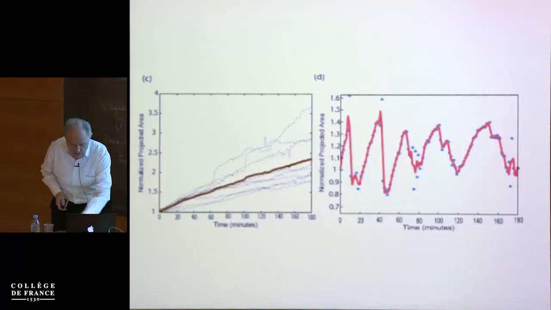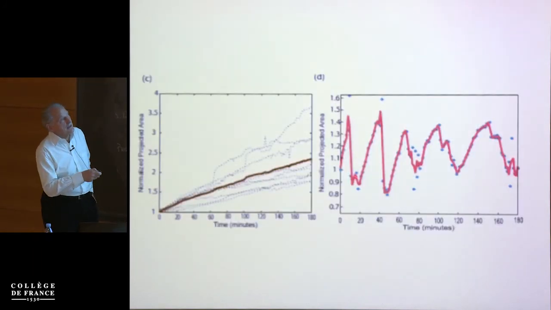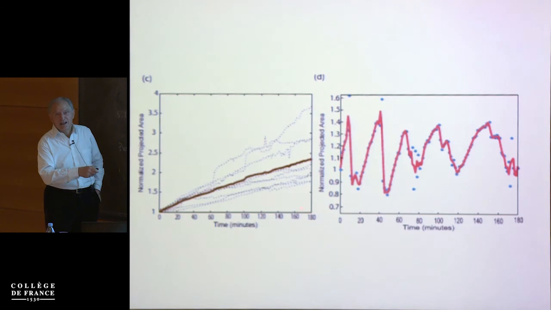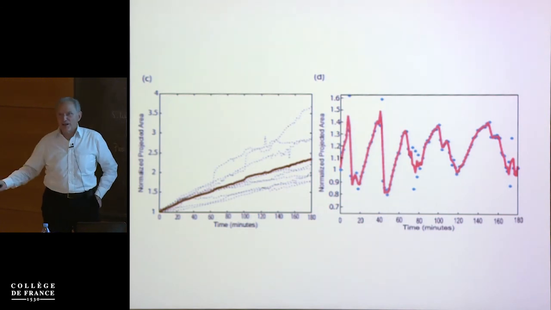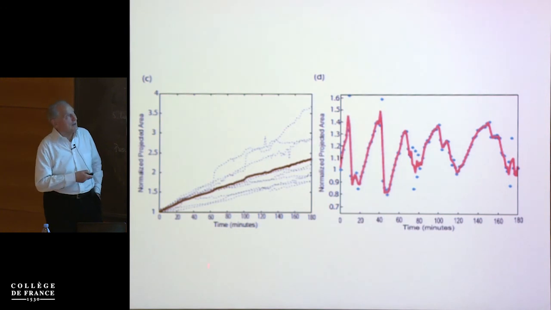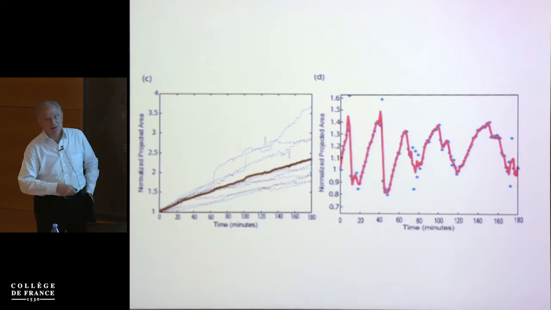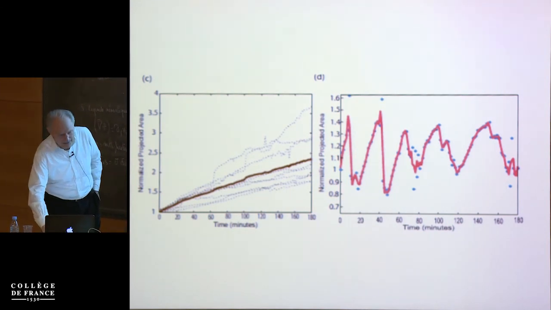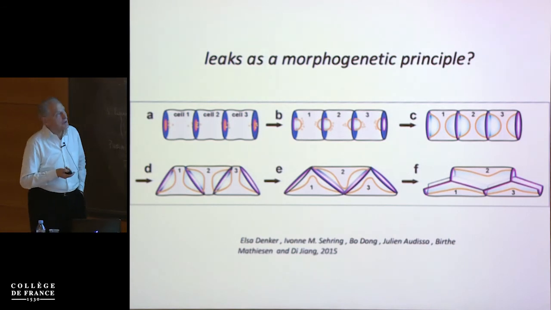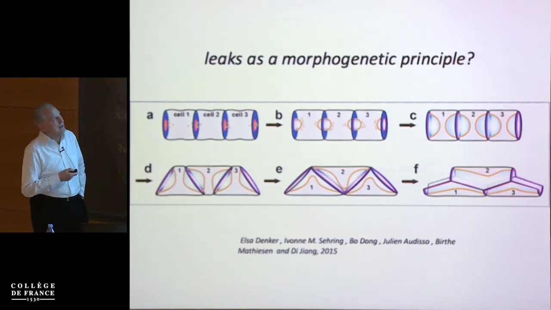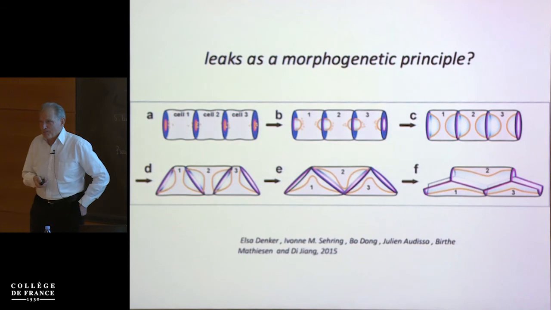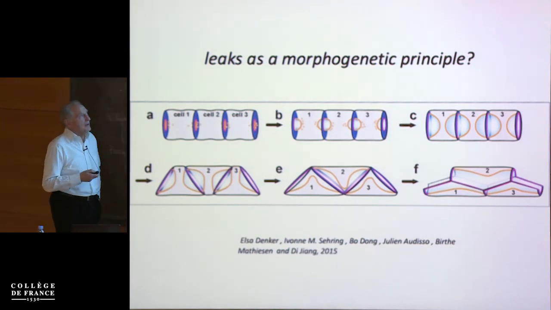Let me just skip that, it's not so important. So this is the, let's say, wild type, and you get strong oscillations. And this is with blebbistatin. With blebbistatin, basically you turn off the cortex response, and you lose your oscillations completely. What I just want to say is that this idea that leaks may be important, and maybe a morphogenetic cue, is not so usual.